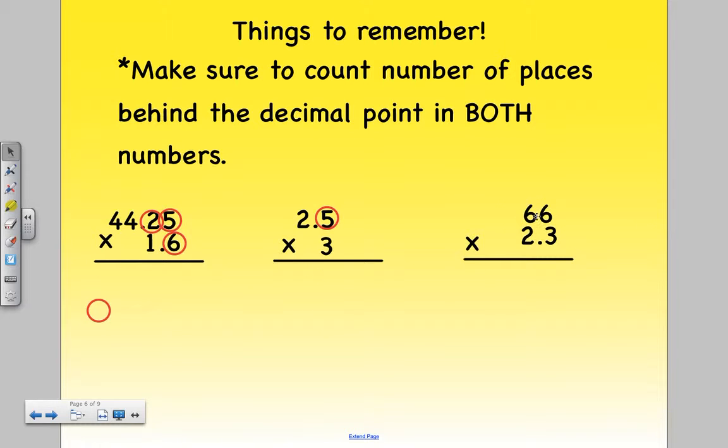Same thing with my next one. I have 66, no decimal point, so no numbers behind the decimal. And then I have 2.3. So that 3 is behind the decimal point. I'm going to circle it. So in my final answer, I would move my decimal point 1 place.